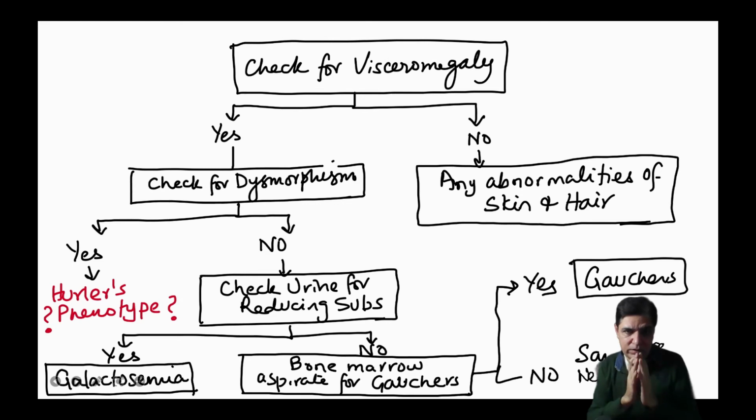Anyhow, if there is visceromegaly, remember, check for dysmorphism. If there's no dysmorphism, check urine for reducing substances. If positive, you know what you're dealing with. If not, bone marrow, and that would give you an idea. Okay, moving on.